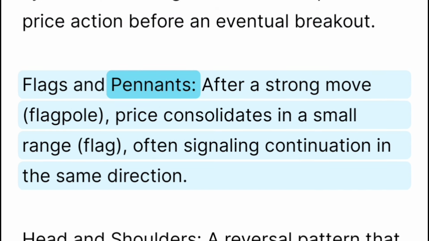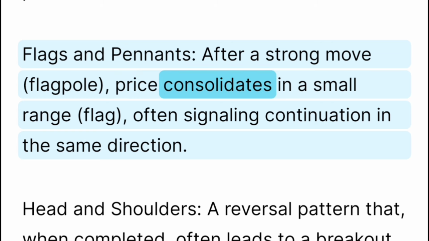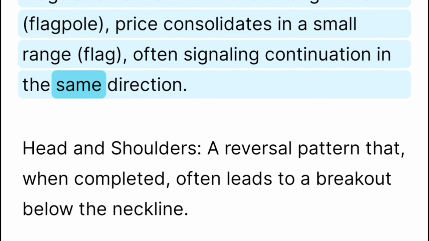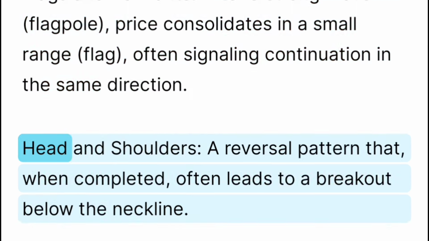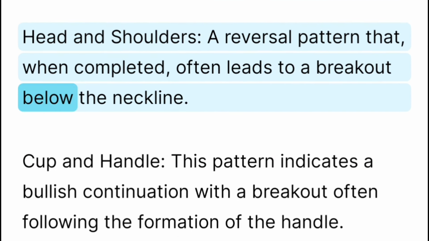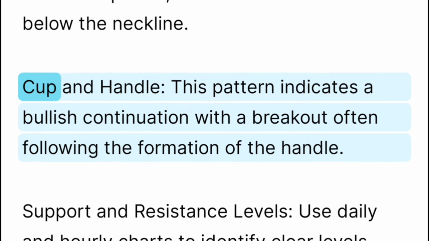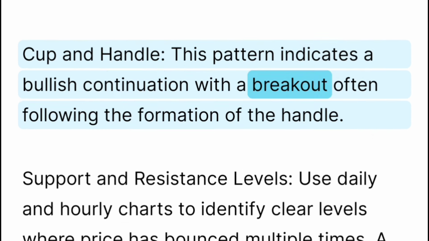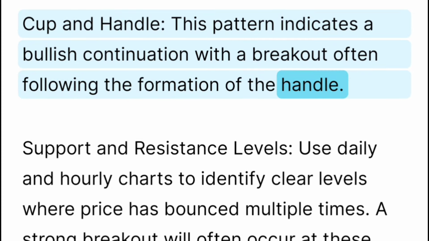Flags and pennants. After a strong move, the flagpole, price consolidates in a small range, the flag, often signaling continuation in the same direction. Head and shoulders: a reversal pattern that, when completed, often leads to a breakout below the neckline. Cup and handle: this pattern indicates a bullish continuation with a breakout often following the formation of the handle.